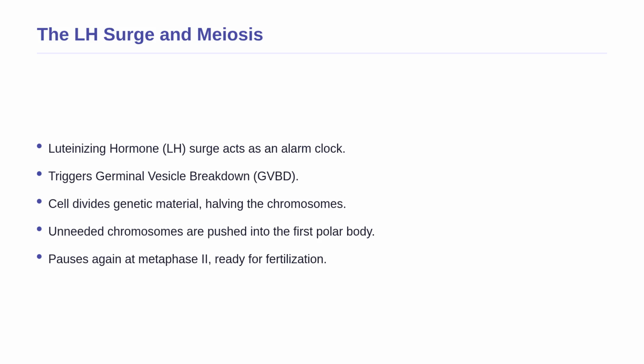Now that we know the egg is asleep, what wakes it up? The brain releases a massive spike of luteinizing hormone, or LH, which acts as the ultimate biological alarm clock. This surge causes the germinal vesicle to break down. The cell then resumes meiosis, dividing its genetic material in half, so the resulting embryo will have the correct number of chromosomes. The unneeded chromosomes are pushed into a tiny waste packet called the first polar body. Finally, the oocyte pauses one last time at metaphase 2, fully mature and ready for a sperm.